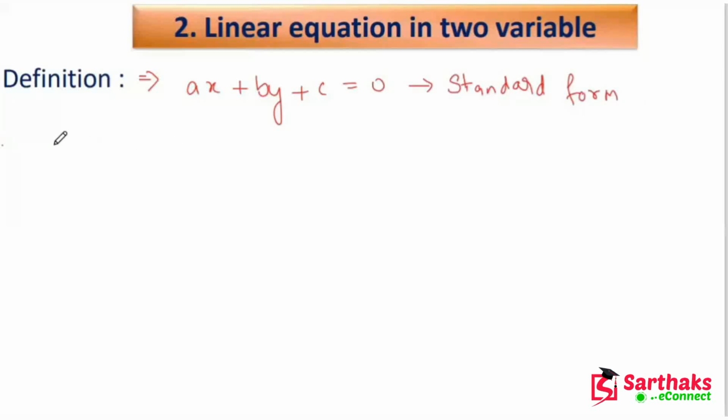Now here is the condition. What is the condition? That a is not equal to 0, and b should also not be equal to 0. And a, b and c belong to real numbers. So these are the conditions.